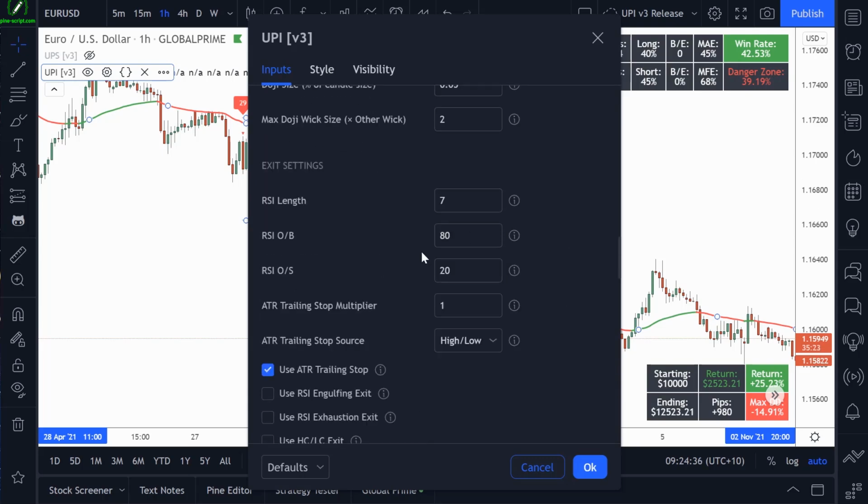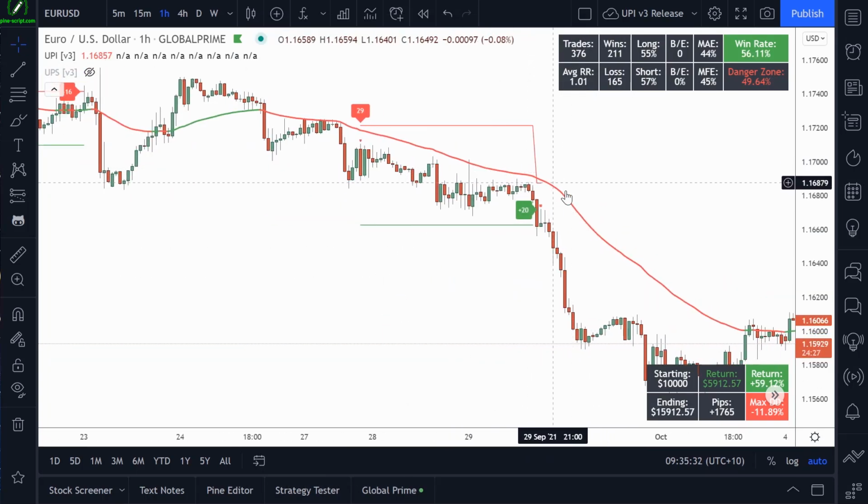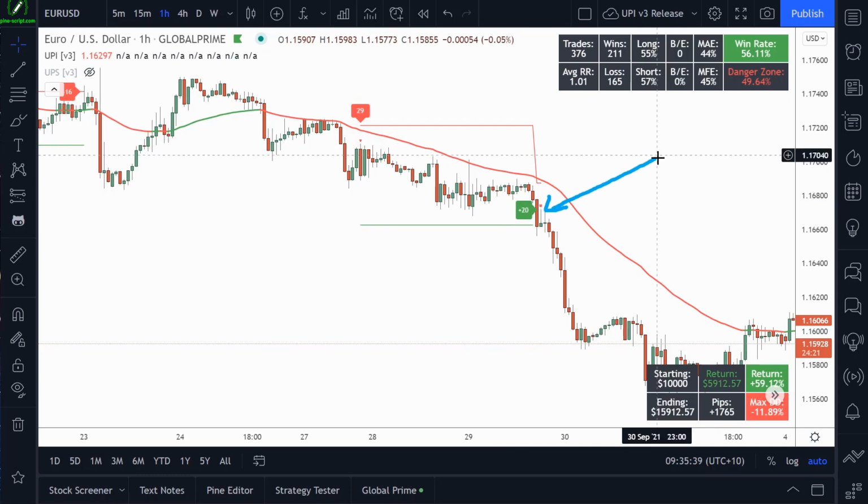But before we move on to the others, you do have some options here for the trailing stop. This is your ATR trailing stop multiplier. So by default, it's a 1 ATR, but you can adjust this just like the regular ATR stop loss setting. Then you have your trailing stop source. By default, it's set to high or low, but you could set it to the closing price if you wanted to. And that would change how the script trails the stop loss. So now we're trailing from the closing price. And you can see that on this trade here, we got stopped out a bit prematurely.